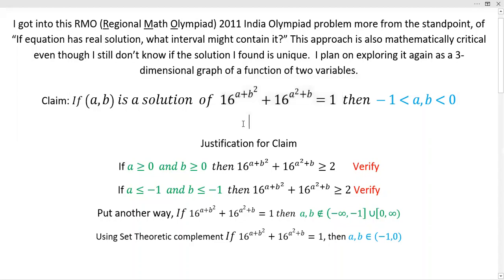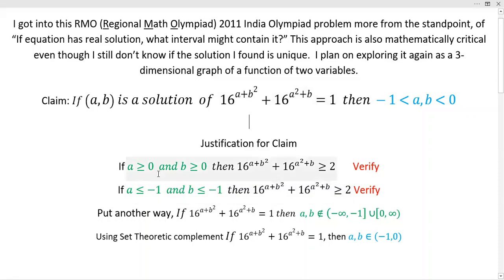Now, you can see the claim there. I'm claiming that if AB is an ordered pair solution to this equation, then A and B both have to be trapped inclusively between -1 and 0. Now, rather than go through a rigorous proof, I'm just going to go through the justification for the claim.